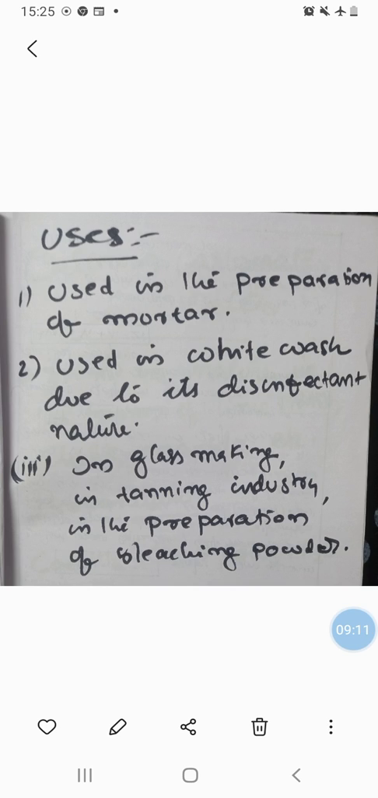So calcium hydroxide is used in whitewash due to its disinfectant nature. So it can keep away insects. Okay. Next use, it is used in glass making, in tanning industry, in the preparation of bleaching powder, etc. So these are some uses of calcium hydroxide.